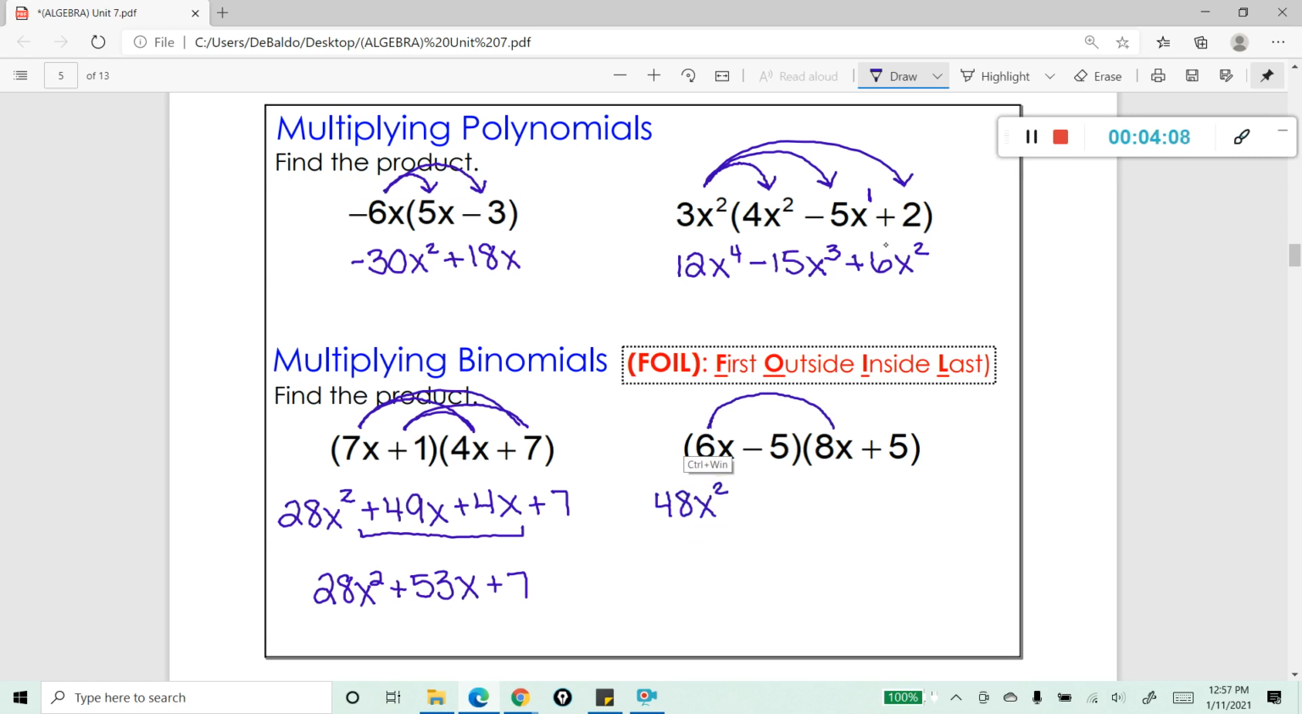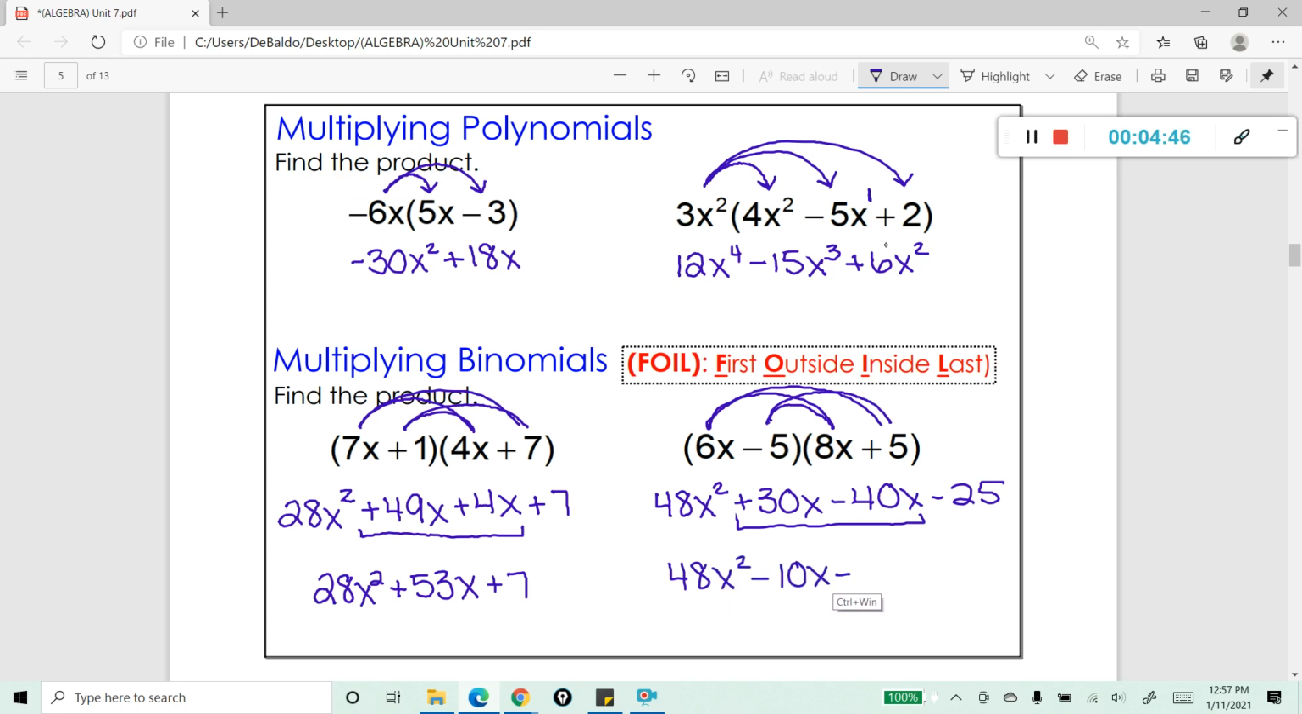And then outside, the two outer terms are going to be 6x times positive 5, giving us 30x. Inside, my two inner terms, be really careful with the negative there. Negative 5 times 8x gives us negative 40x. And then the last two terms are negative 5 and positive 5, giving us negative 25. You should see those two terms in the center, and they should be able to be condensed, or you can combine them. So that'll leave us with 48x squared minus 10x minus 25. And that is how you multiply two binomials together.